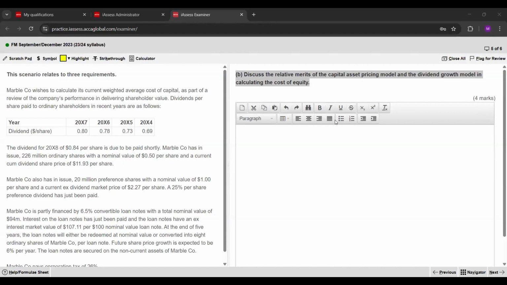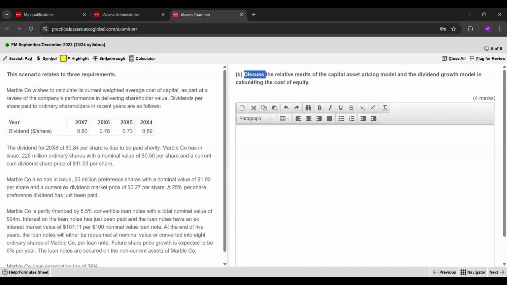What do you mean by merits? Merits means something good. Okay, so here, let's read the requirement again. They're asking you to discuss important terms. These words you have to know in your head. When they say discuss, you have to write it out. You have to explain. So discuss the relative merits.